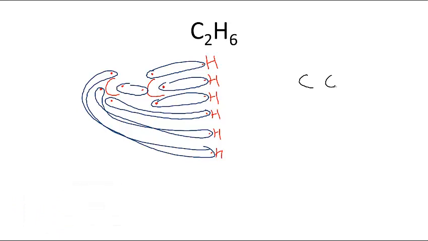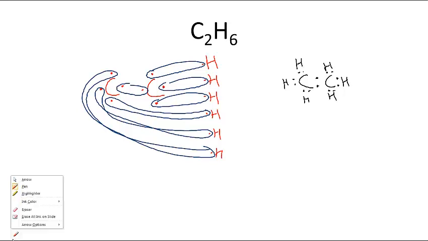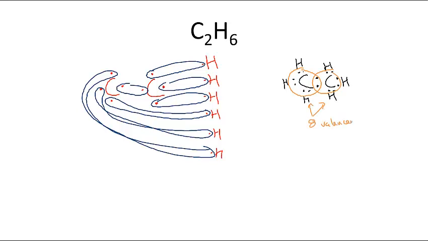So C, H, H, H, H, H, H. Okay. So this is the Lewis dot structure on the right. That combines what we did on the left. So if I draw a circle around the carbon atoms and all the valence electrons associated with it, I can see that each carbon has 8 valence electrons. So it's happy. It has the electron configuration of neon.